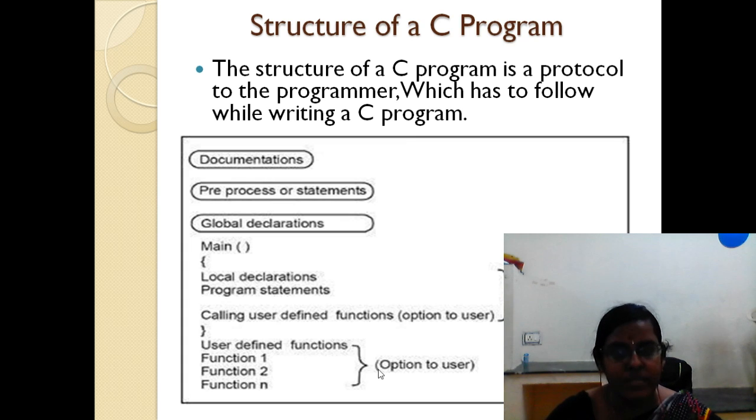But a global declaration means it will be used under the header file. After the header file, we will declare the variable there. That is a global declaration.